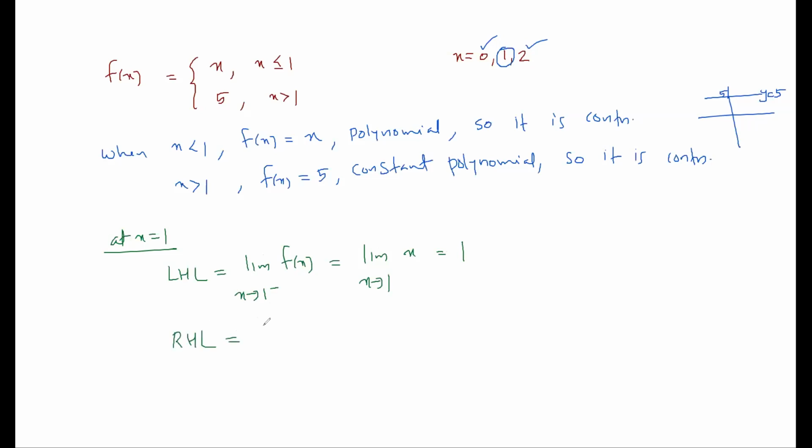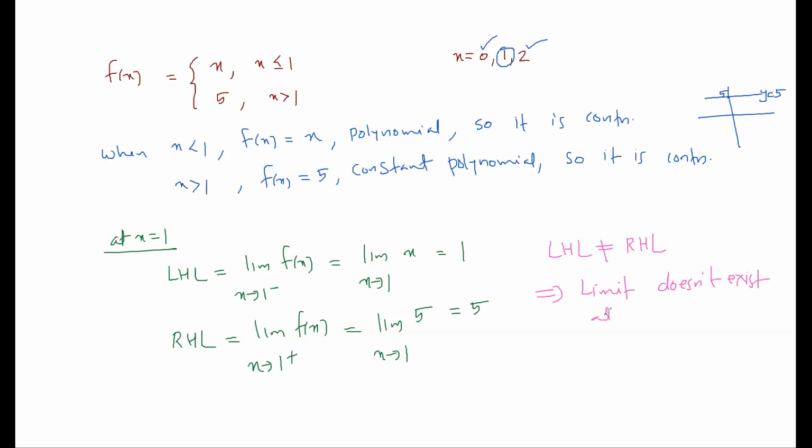Right hand limit. Limit of that function as x approaching to one from the right side. That means your number is greater than one. When x is greater than 1, function is 5. And limit of a constant is constant. So we can see that left hand limit and right hand limit exist, but they are not equal. That implies limit does not exist at x is equal to 1. So it is not continuous at x is equal to 1, kyunki continuous hai to limit exists hona chahiye, not only that, along with that, limit value and function ka value at that point dono same hona chahiye tha.